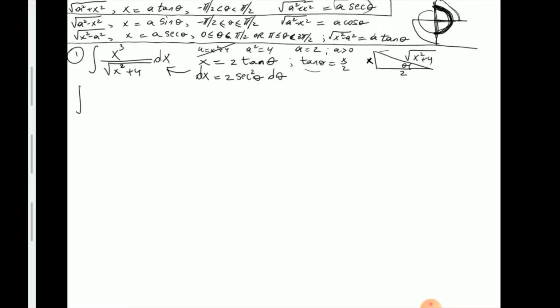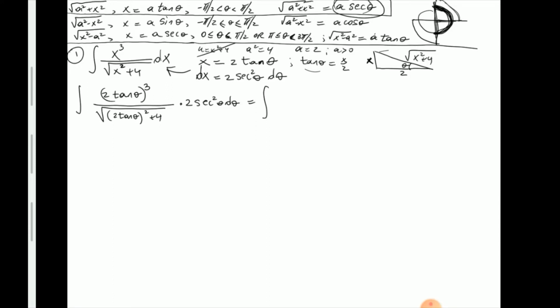So then my integral becomes 2 tangent of theta, so x is replaced everywhere by 2 tangent of theta, to the power 3. And the denominator is going to be the square root of 2 tangent of theta quantity squared plus 4. And then dx is 2 secant squared theta d theta. This is the place where you can be a little bit faster if you remember what the radical becomes. So if you remember that your radical becomes a secant theta, you can replace it right away in your case with 2 secant theta.